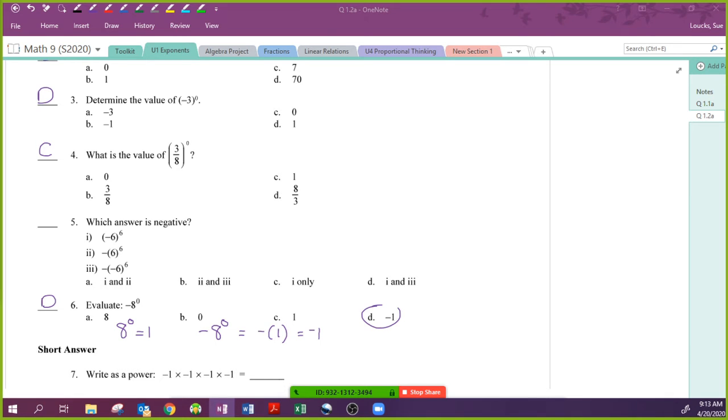Okay, if you're lost, give me an X. If that confused you, give me an X. Okay, cool. Let's look at question 5. This one's got a little bit more thinking in it. I have to look at all of them. So negative 6 to the power of 6. Just a second.